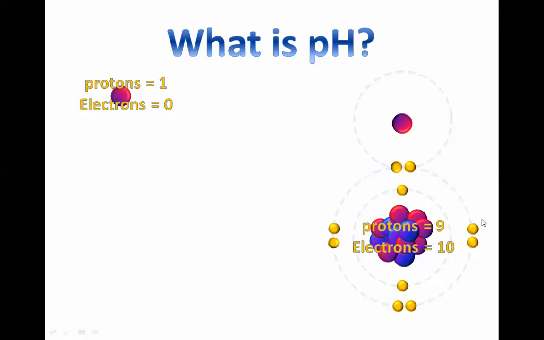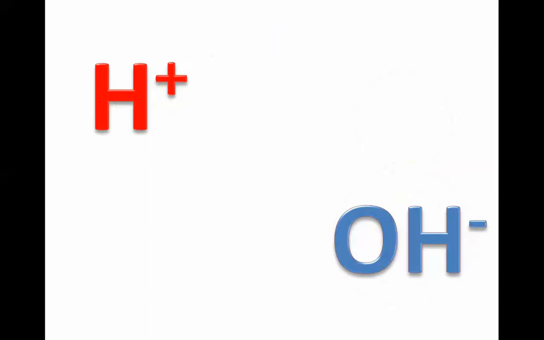Over here in the OH molecule, I have 9 protons, 10 electrons. I'm going to have a charge of -1. And now I have those two molecules that we discussed when we talked about the definition of what an acid is, H plus and OH minus. When I have 100% absolutely pure water, the molecules fall apart every now and again. It happens. But every time they do, I get one H plus and one OH minus.